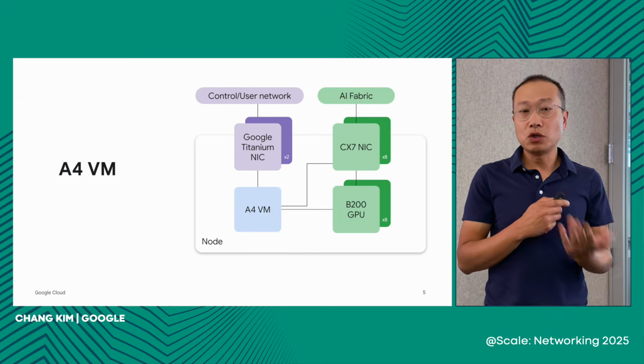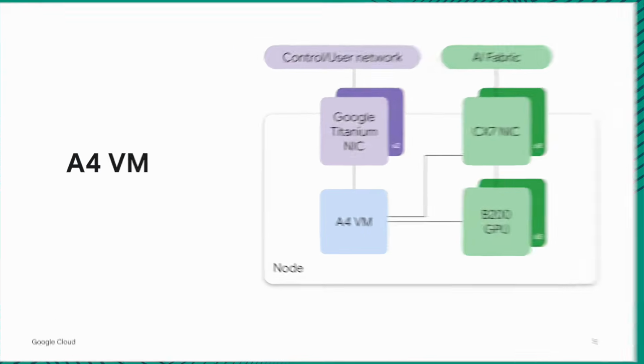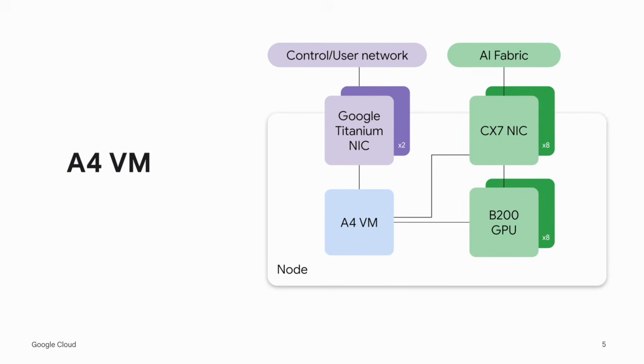An individual A4 machine would look like this at a very high level. There is an A4 VM, which represents the CPU of these machines. It's connected to the front-end side NIC, which we call the Google Titanium NIC. It's our smart NIC, connecting this machine to the regular data center network. It has two other accelerator connectivities. It's of course connected to the B200 GPUs. It's also connected to the GPU NIC that we have chosen for this system, NVIDIA CX7 NICs.